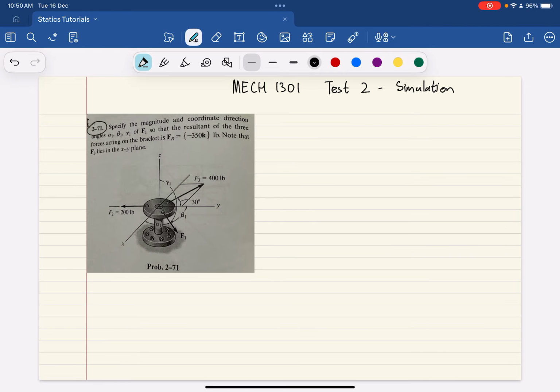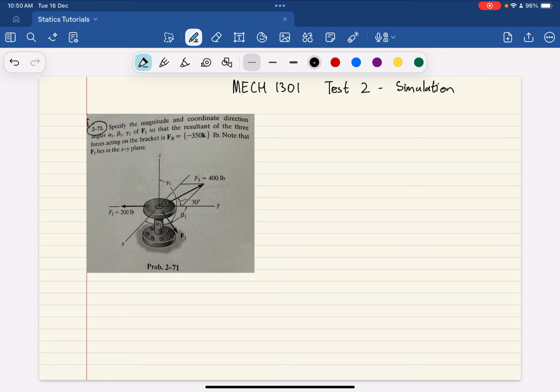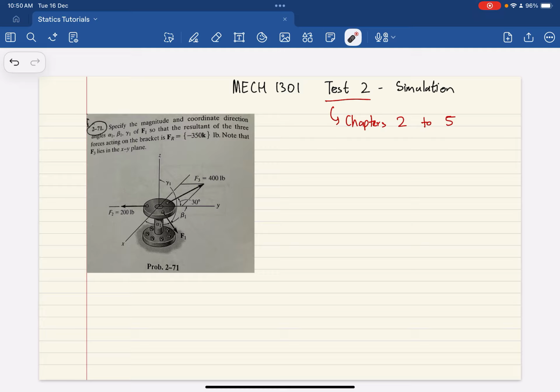So today we'll be doing sort of a practice actually before your test 2. Because remember that test 2 will be happening on the 18th of December, covering chapters 2 to 5. So what I've done here is I've taken random questions from each chapter.